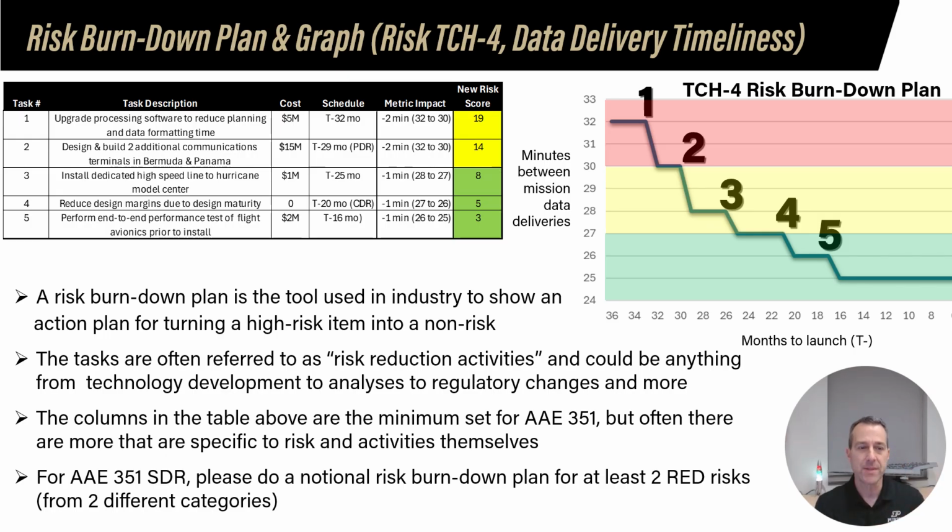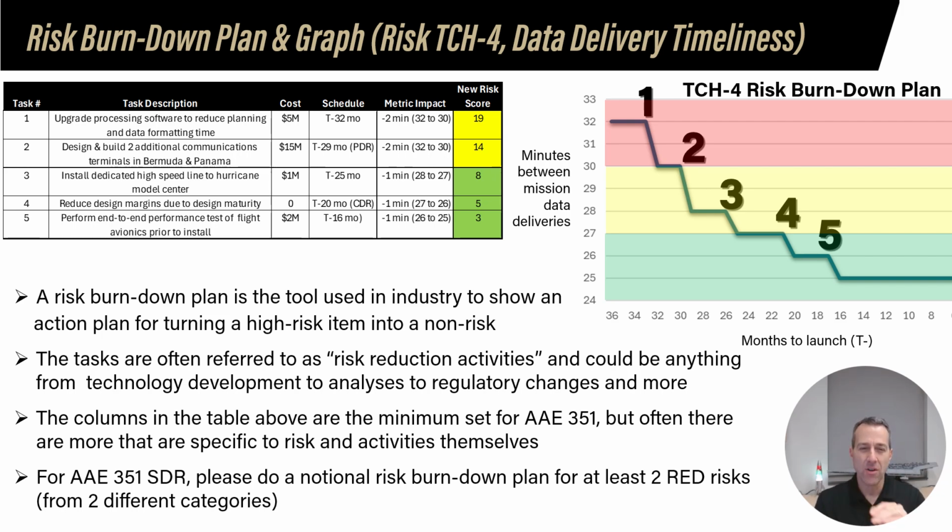And we're here at SDR, and we know this. So you might have a plan that would include something like, okay, we see a good opportunity to reduce some of that time by upgrading our processing software to reduce planning and data formatting time. Awesome. There's going to be a cost associated with that activity, that risk reduction activity. There's going to be when you think you can achieve that, when you're going to get it done. And then there's what's the impact going to be both in the measurement of that thing. In this case, it's minutes reduced for total time to turn around a new set of data to the models. And what's your new risk score? What did it go from and to?